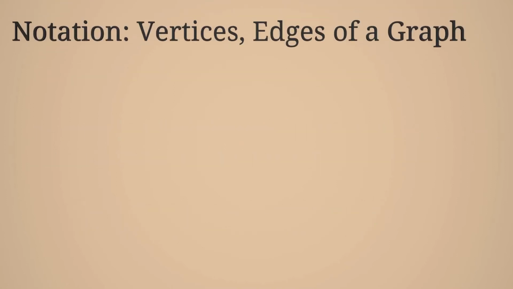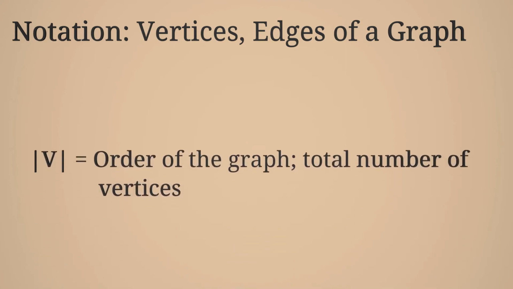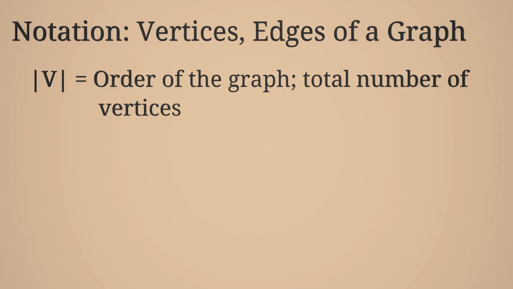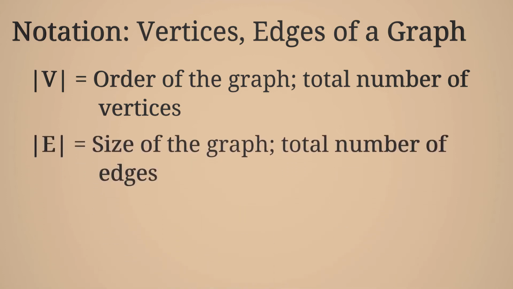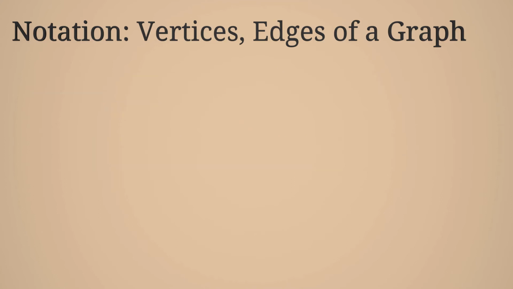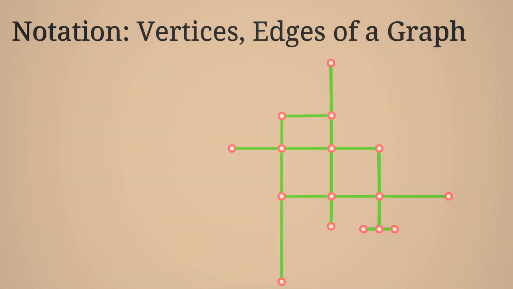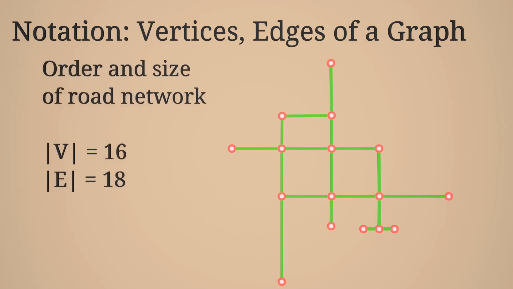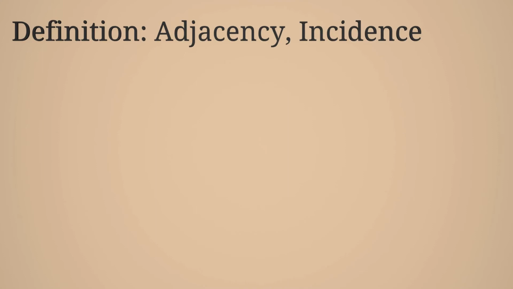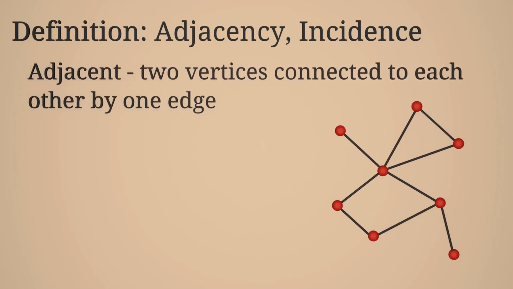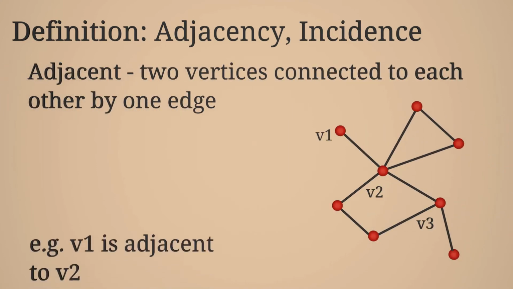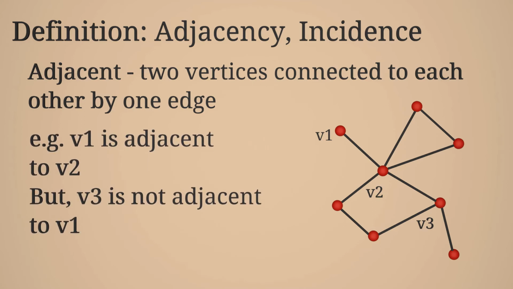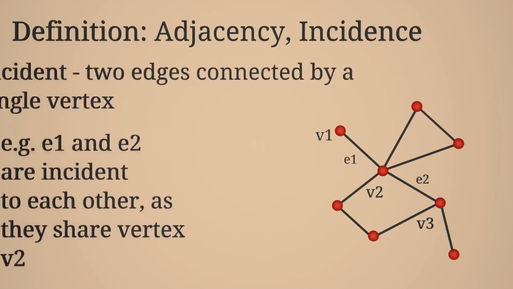We often like to refer to the total number of vertices and edges in a graph. Notationally, the number of vertices is called the order of the graph, and the number of edges is called the size of the graph. For some more terminology, we call 2 vertices connected by an edge adjacent to each other. And we call edges that share a common vertex incident.